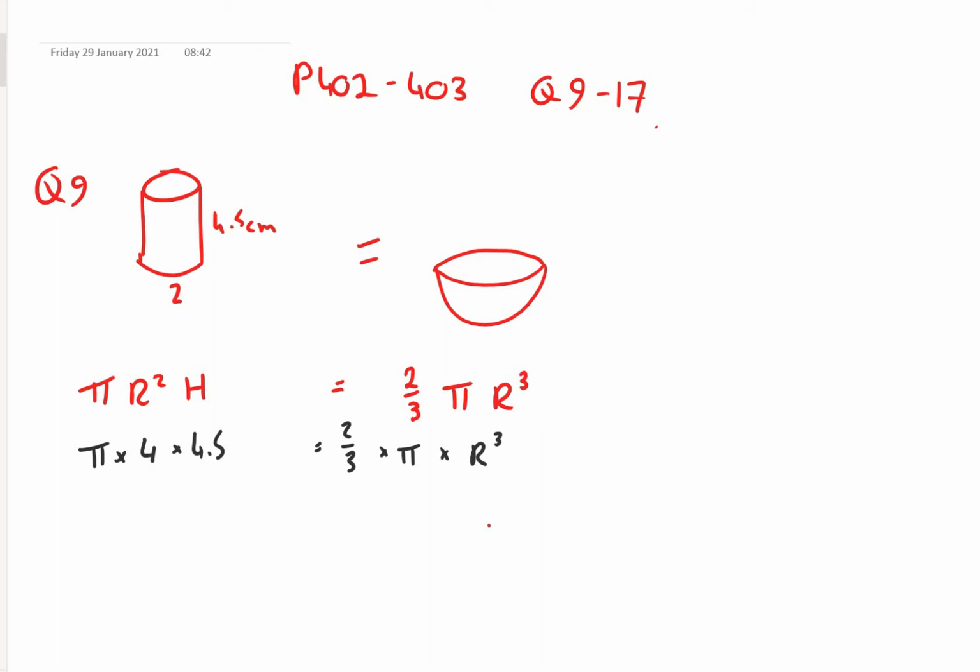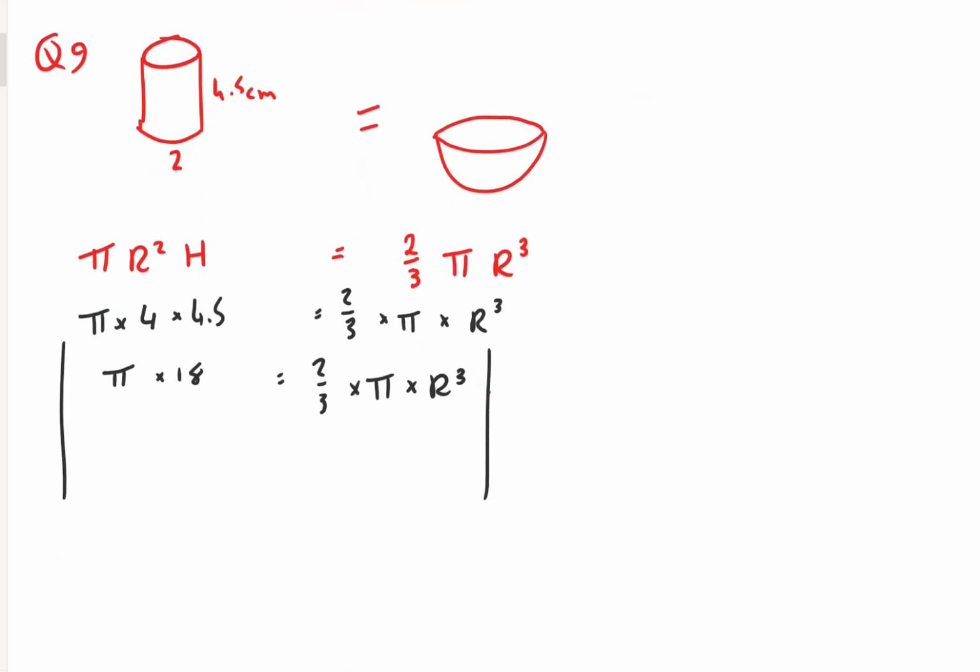Right, so figure out what we know. Well, I'll multiply the 4 by the 4.5 anyway. So 4 multiplied by 4.5 equals 18. So it's pi multiplied by 18 equals 2/3 multiplied by pi multiplied by the radius cubed. Right, so we have an equation, one unknown. Here's the unknown, the radius. So we cancel the pi's, or another way of saying it, divide by pi on both sides.